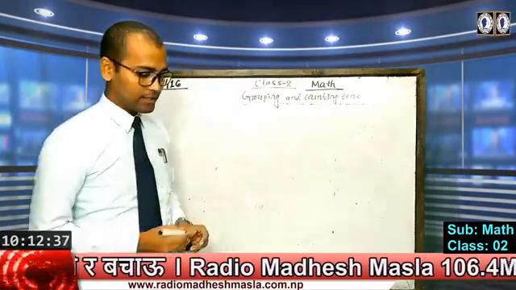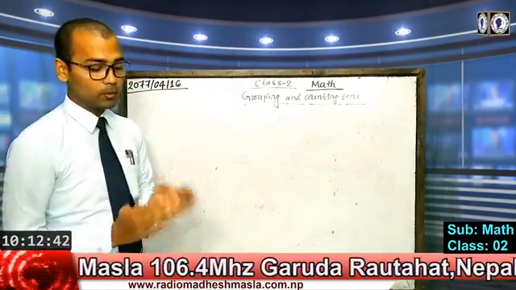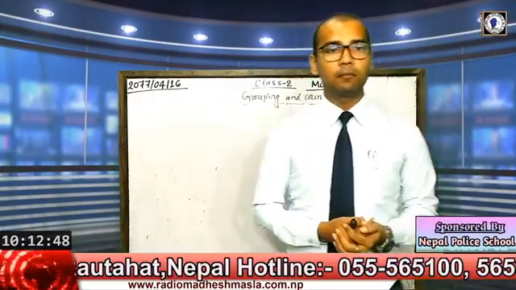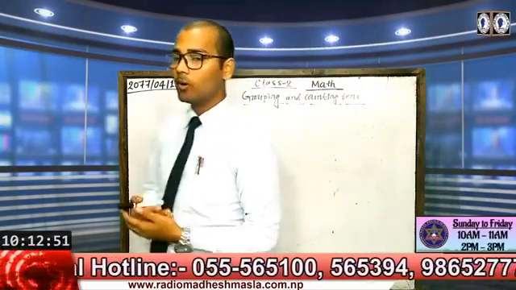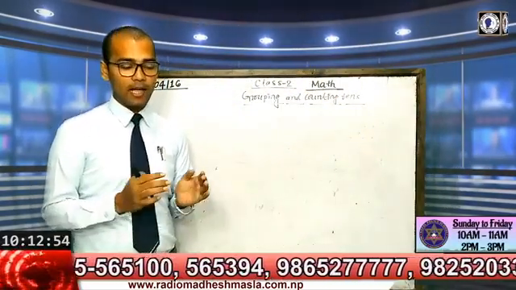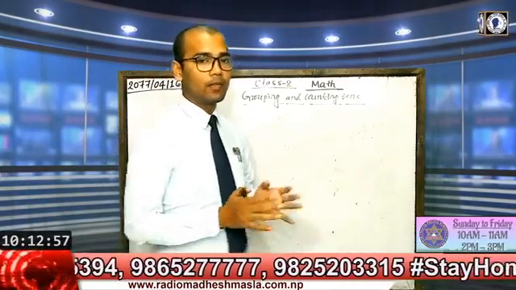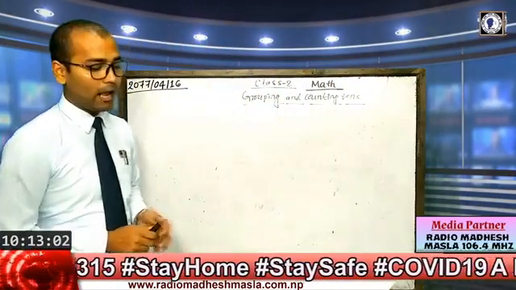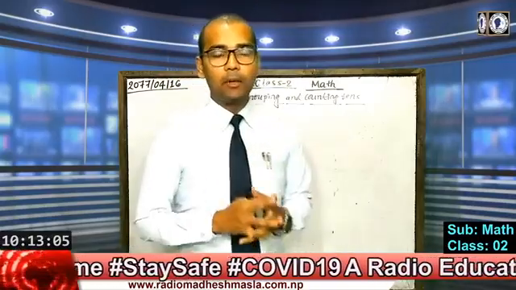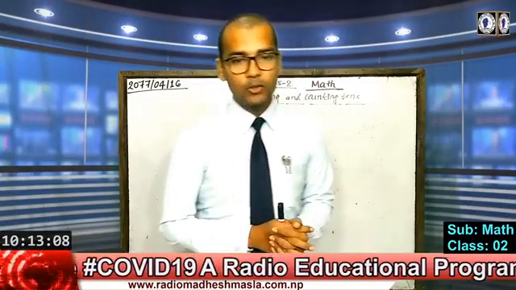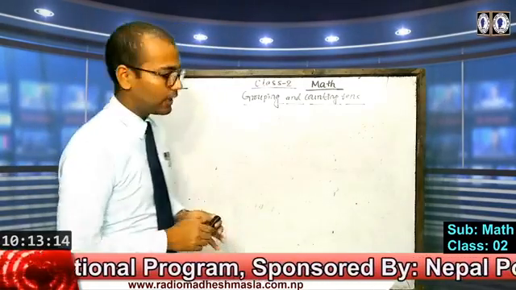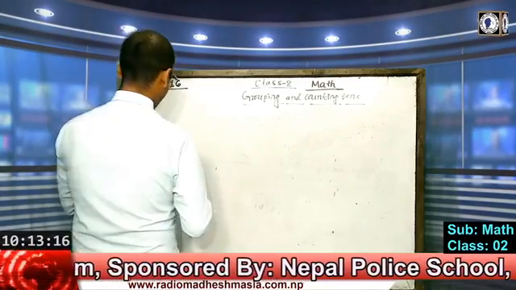Yes, students, as you know, the meaning of grouping is that when we combine two or more things at the same place to form one, that is grouping. And here we make a group of different numbers to make those numbers as tens. So here, students, first you need to just count.